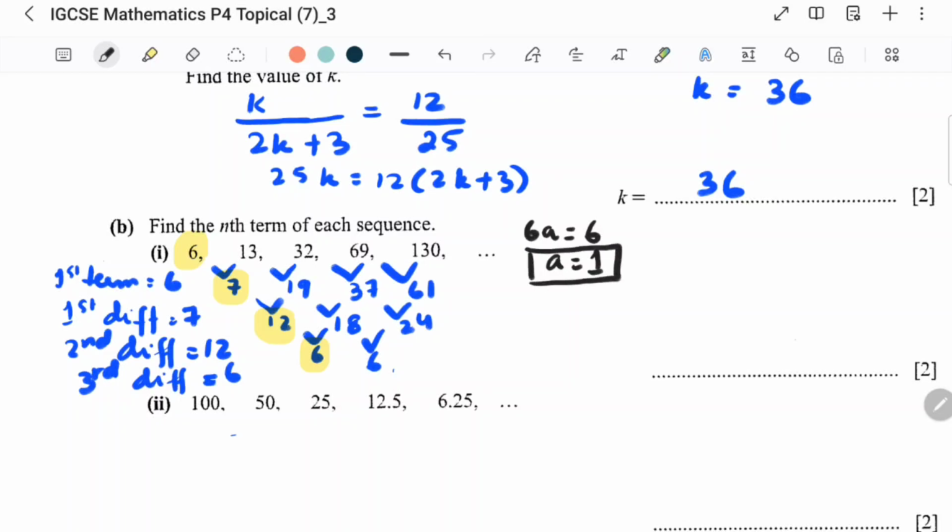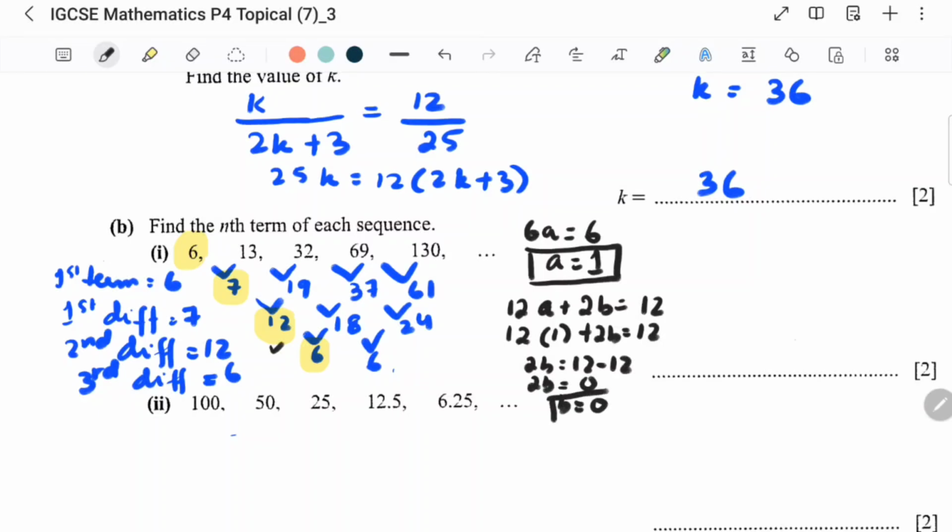Then you have 12a plus 2b is equal to the second difference. You go backwards. 12a plus 2b is equal to 12. So 12 times a, which is 1, plus 2b is equal to 12. Then 2b is equal to 12 minus 12, which is 0, and 2b is equal to 0, so b will also be equal to 0.